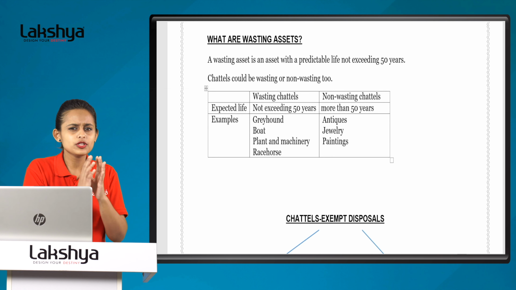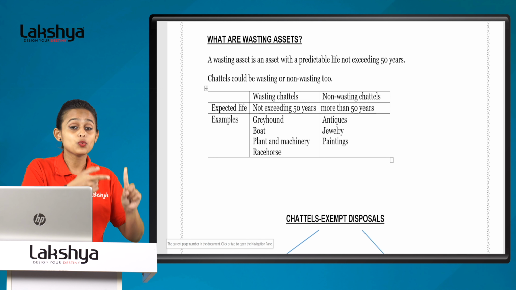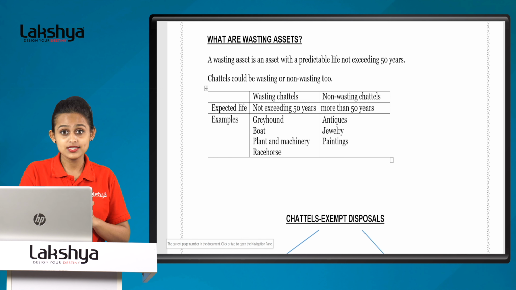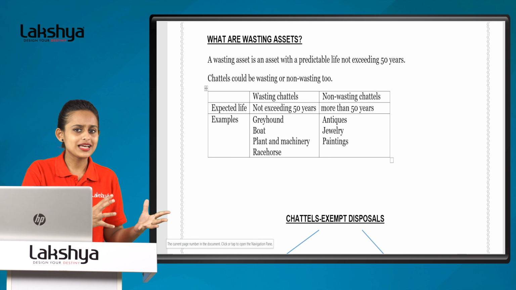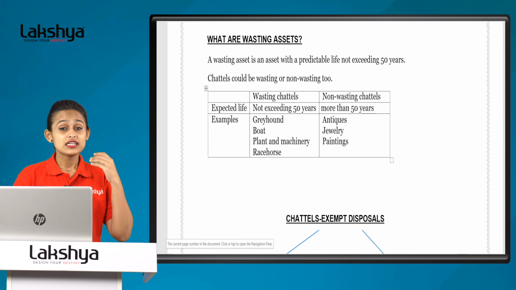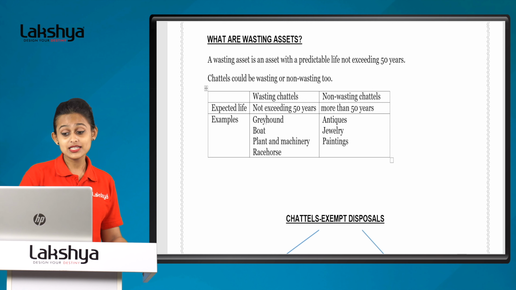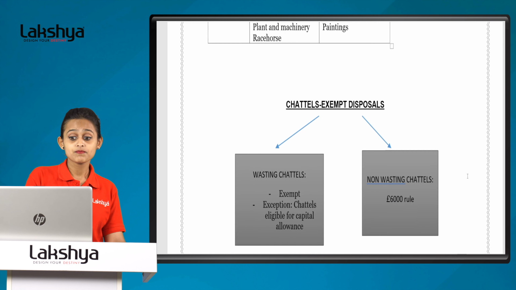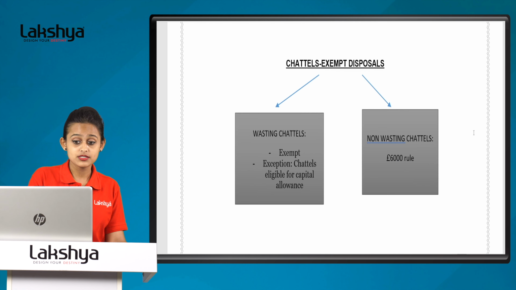So let's see some of the terms we studied right now. We saw what are chattels. We also saw what are wasting assets and non-wasting assets. We saw examples of wasting chattels and non-wasting chattels. Now, let's come to their CGT implications. Let's come to their tax implications. Let's look at the case of chattels.